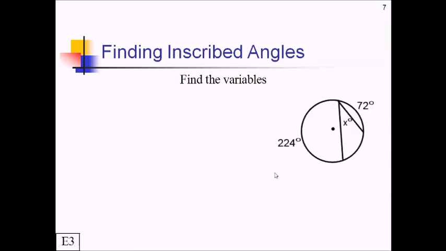This next one is a little bit trickier. Pause the video and see if you can figure out x here. Alright, so it sure would be nice to know what this intercepted arc is. Then we could just take half of it, and that would be x. So we'll have to subtract whatever 224 plus 72 is from 360. That adds up to, let's see, 296. Take away from 360, we've got 64. So that means that x is going to be half of 64, which is 32.